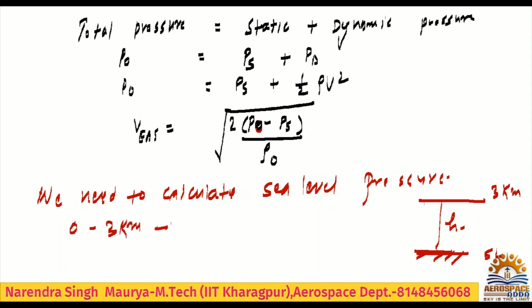This zone is called troposphere. I hope everyone is aware of this. Okay, 0 to 3 kilometer is called troposphere. So if you want to calculate the pressure or temperature in the troposphere, there is one formula for the pressure, one formula for temperature, and for density also one formula. Okay, that is called the governing equations for the pressure, temperature, and density in the troposphere. And the troposphere is from 0 to 3 kilometer.